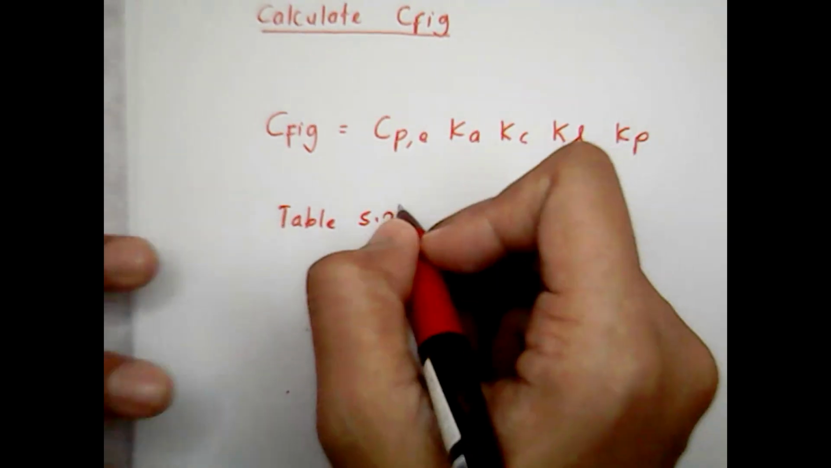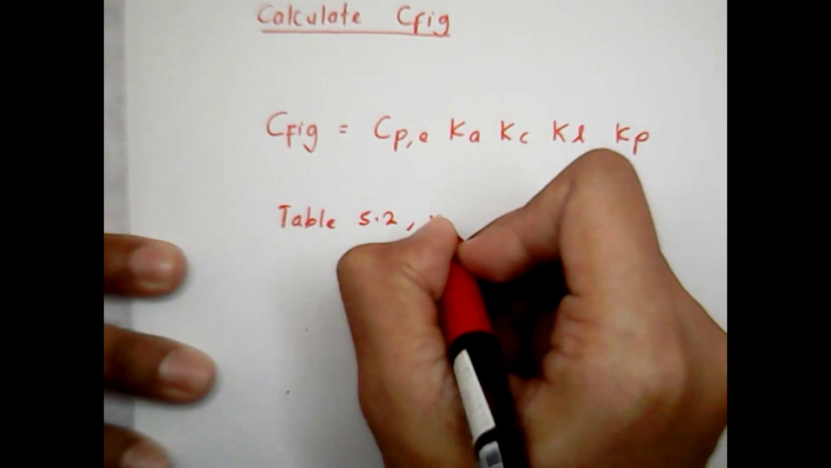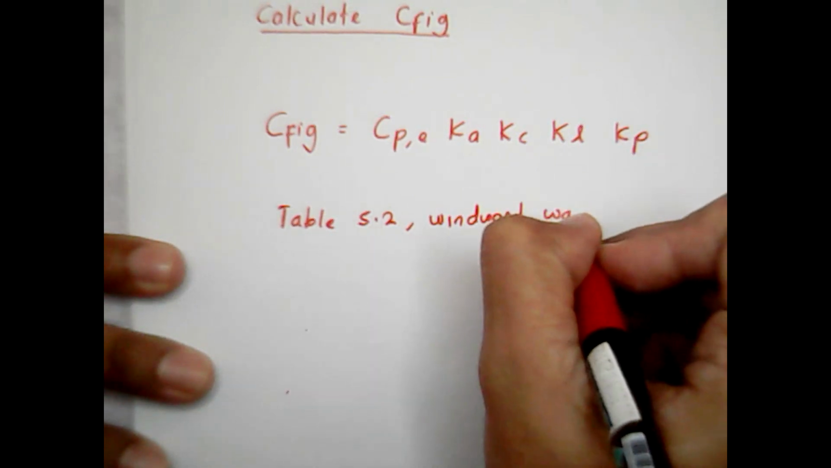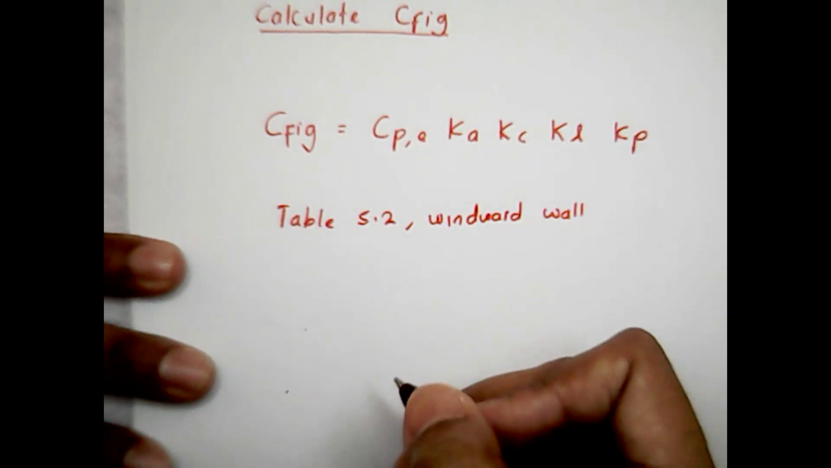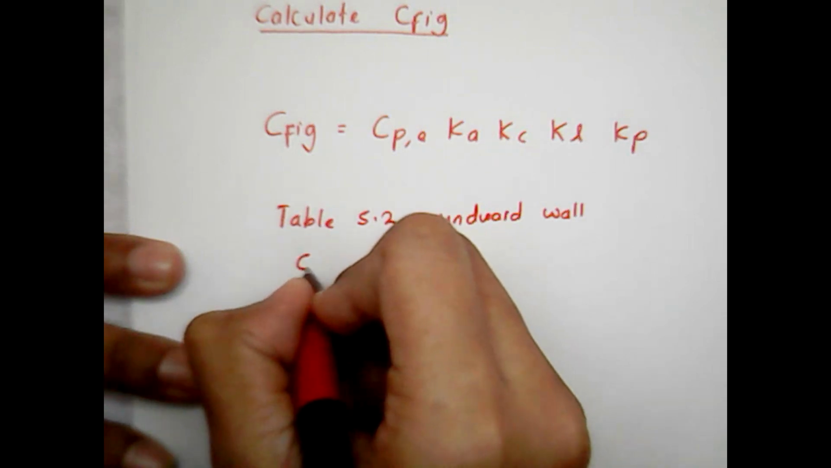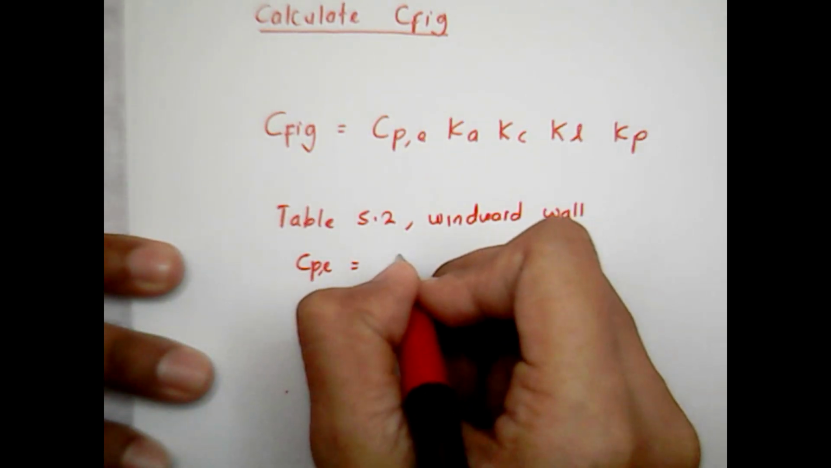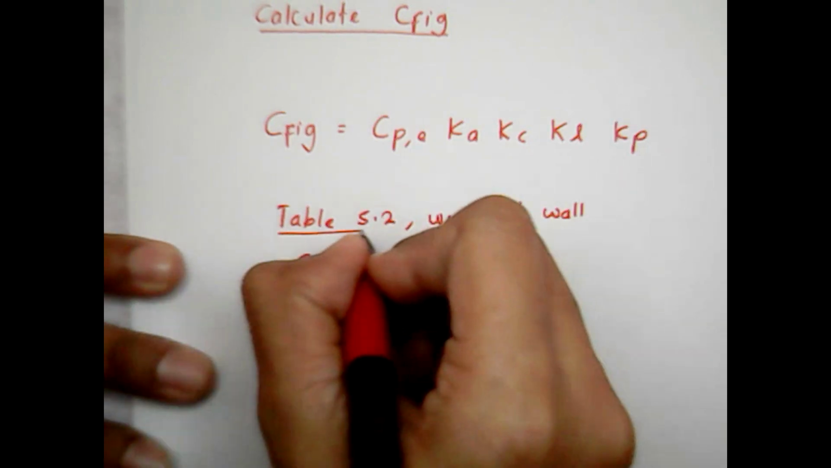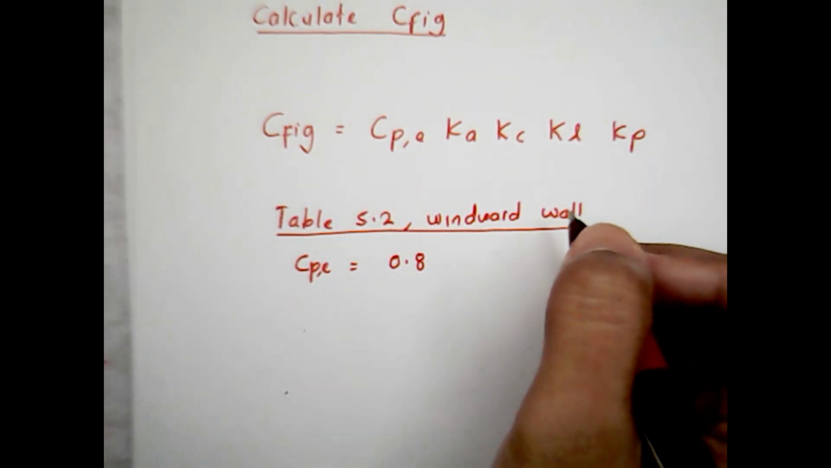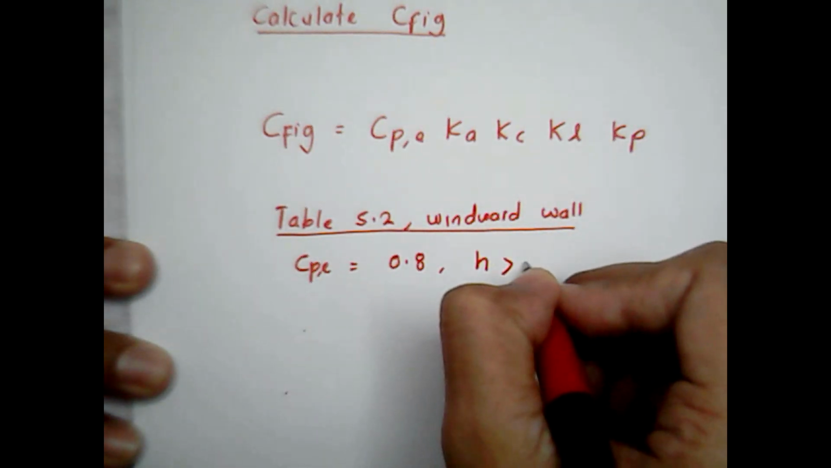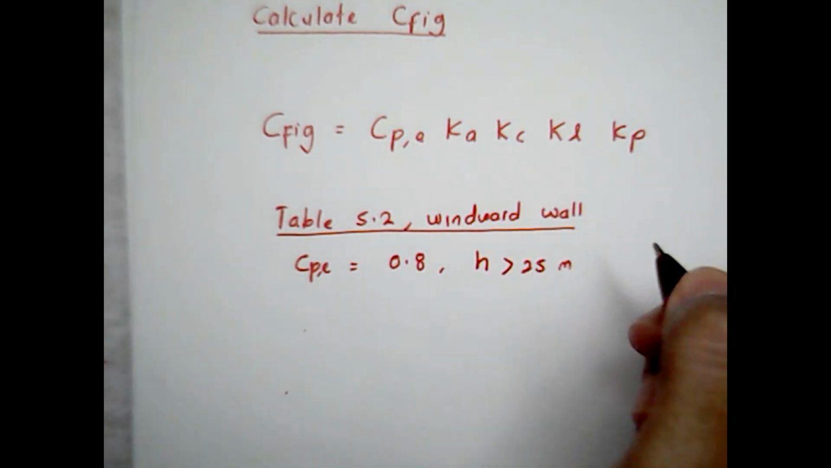So now, from Table 5.2 for the windward wall, we can get that our CPE is equivalent to 0.8, because the height is larger than 25 meters.